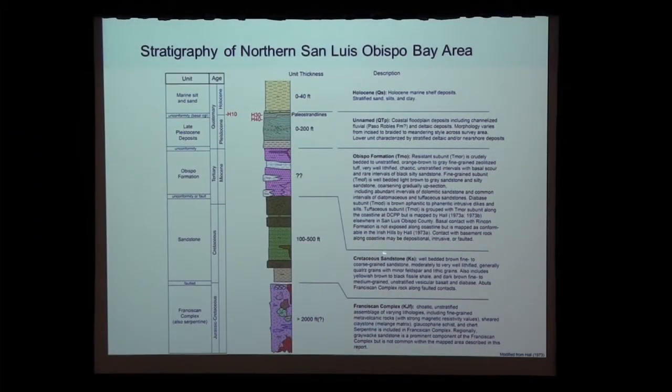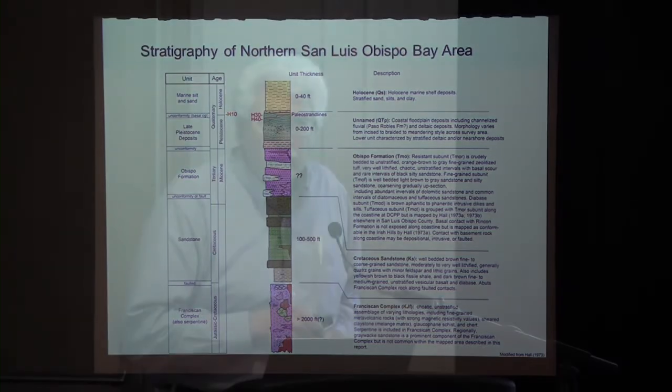That's our acoustic basement. I told you about the Cretaceous sandstone that lies up above the Franciscan complex. And then the bedrock is made up of the abyssal formation, and then overlying that are Quaternary sediments. And what I've shown in here are these stratigraphic horizons that have been mapped and carried into the area.